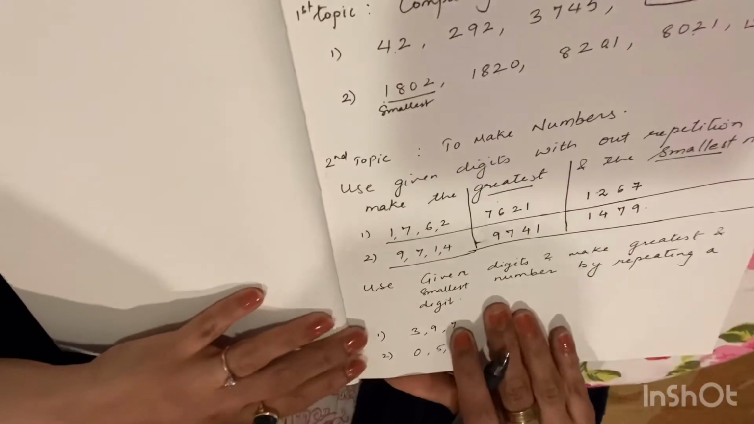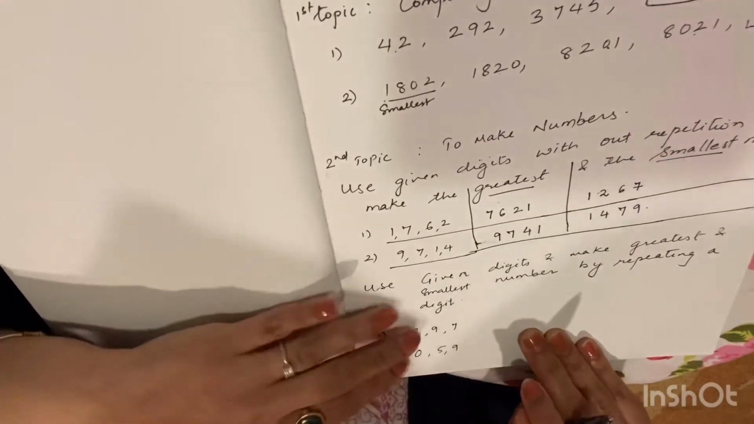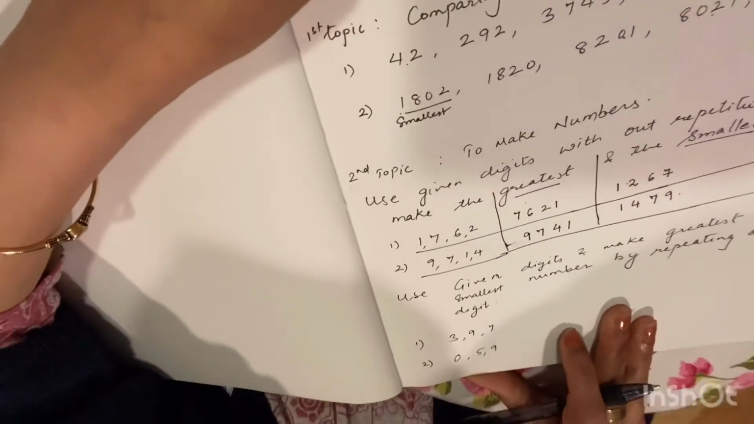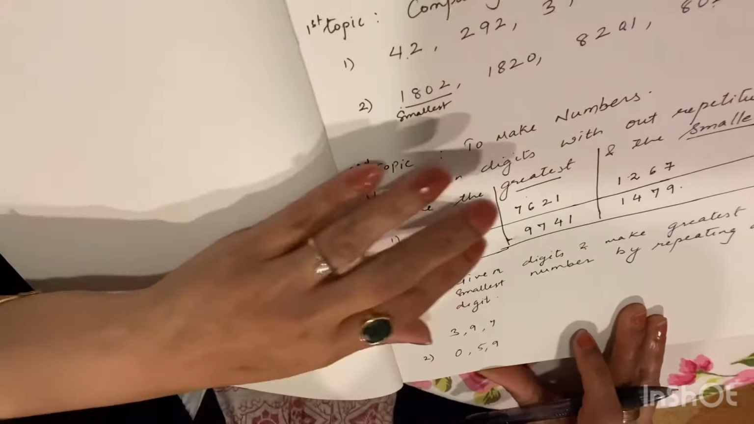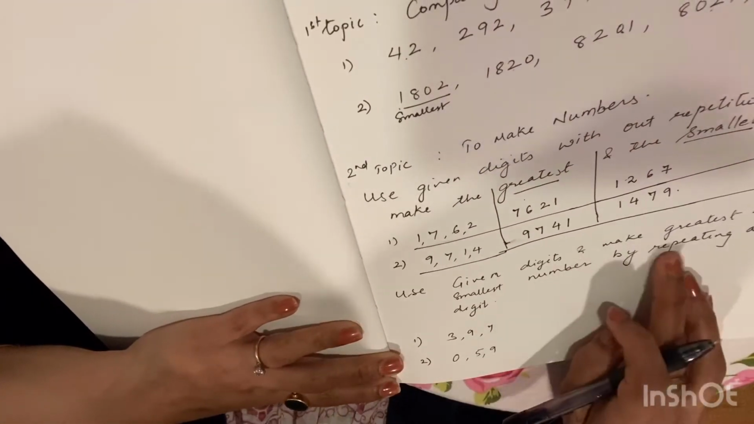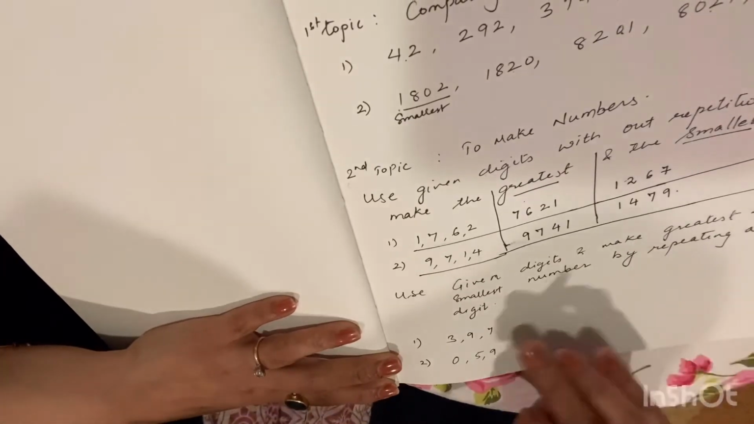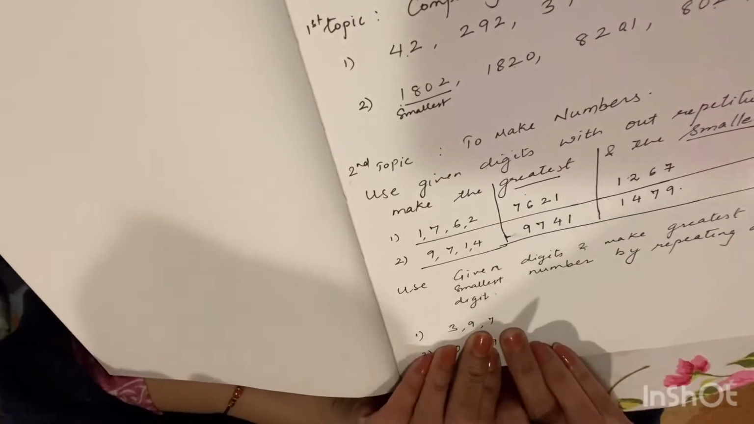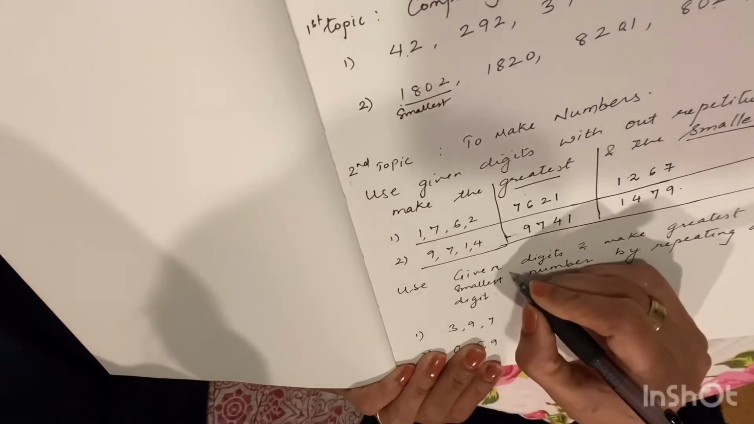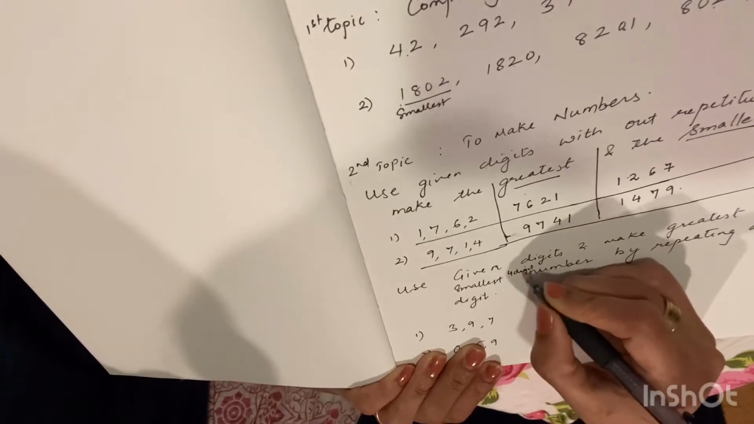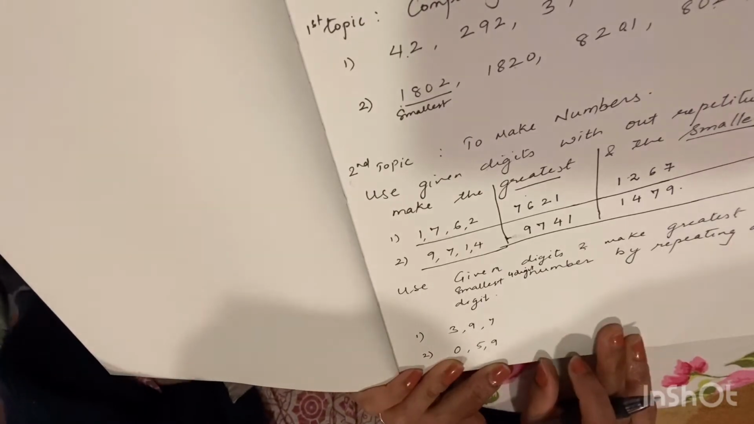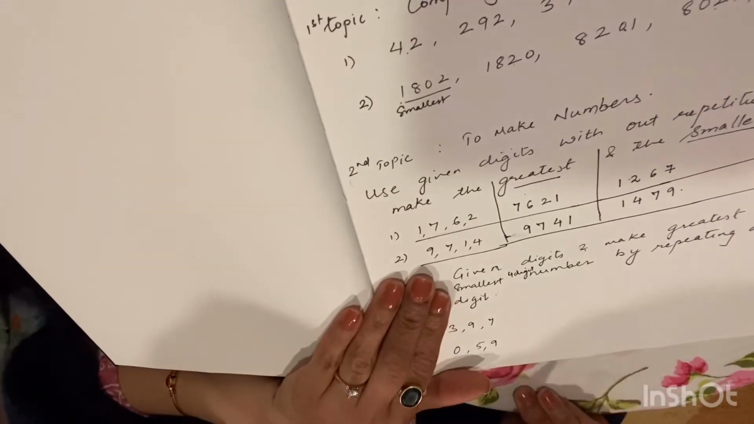Okay, now the next type of question which can be there of the same type, to make numbers only, but there can be varieties of questions under the same branch. So let us see what it is. Use given digits and make the greatest and the smallest number by repeating a digit. Now here only 3 digits are given, and we have to make the greatest and smallest 4-digit number. It should be a 4-digit number. By repeating one of the numbers, we can make the smallest and the greatest number. That is the instruction given to us in this question.